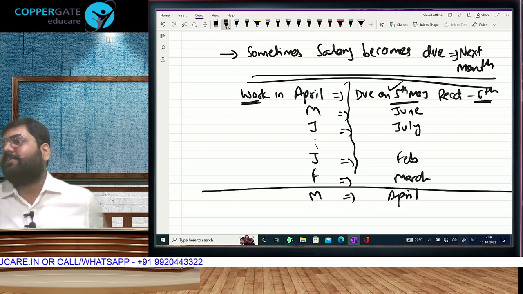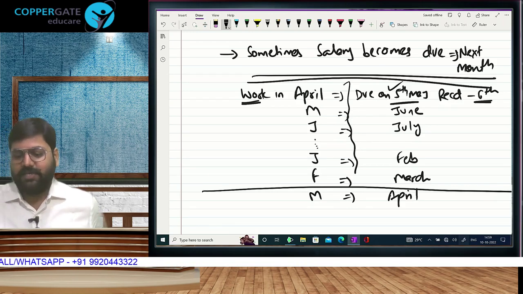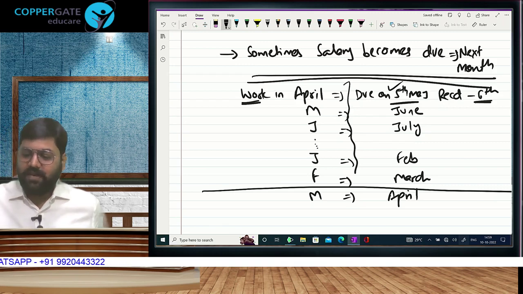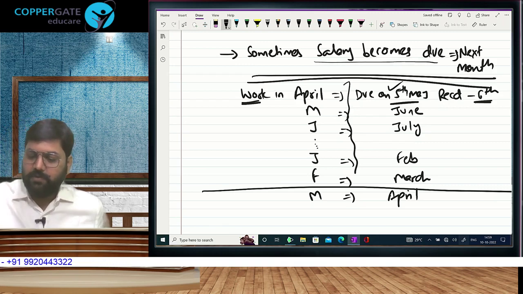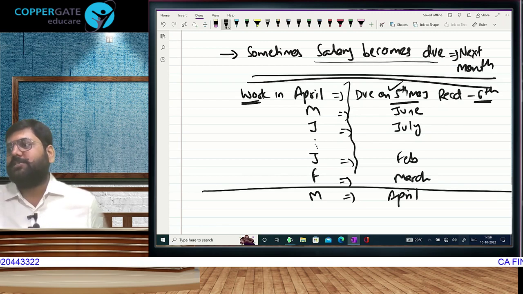That means earlier, we are interested in earlier. Earlier event is happening in the next year. So March ka salary will not be taxed in this year. Whenever salary becomes due next month, the March ka salary will be taxed in the next year.